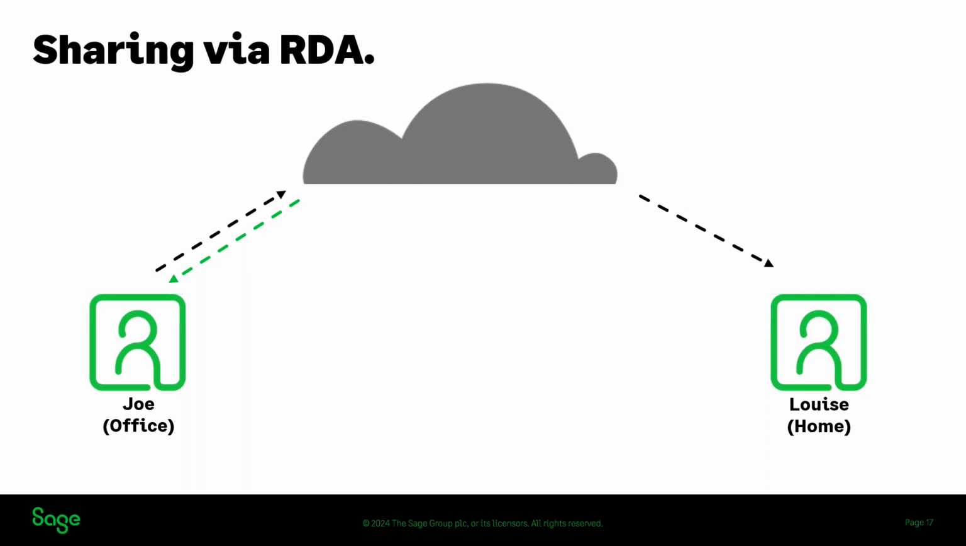Okay, so once that company is downloaded, Louise can log in and start a process and make any changes straight away. And it will then sync those changes back up to the cloud and reflect on Joe's machine in real time.